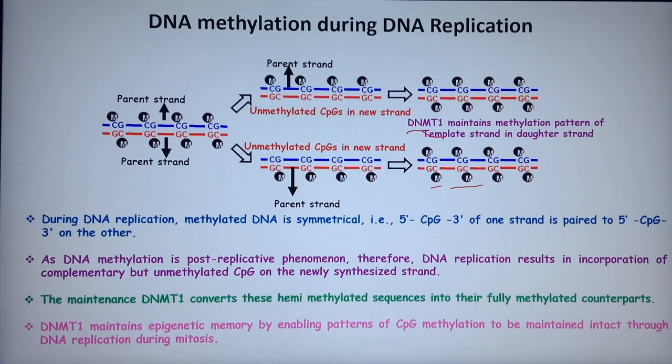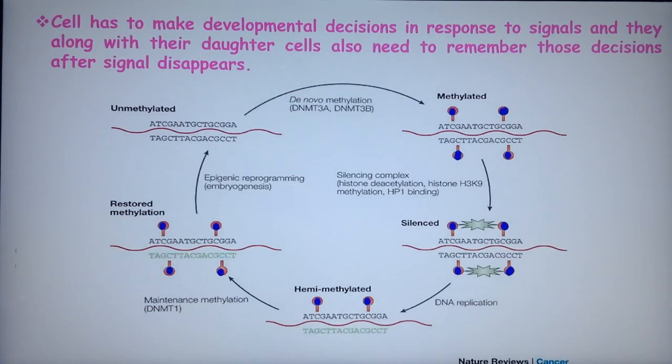So whatever daughter cells are produced in the body from the parent cell, the same methylation pattern is maintained with the help of DNMT1. Now, cells have to make developmental decisions in response to signals, and they along with their daughter cells also need to remember those decisions after signals disappear. So we have de novo methylases, DNMT3A and DNMT3B. They work when we get epigenetic signatures, in the initial stages when the zygote is formed and the methylation pattern of the parental cells has to be maintained. Then we have the important role of DNMT3A and DNMT3B.